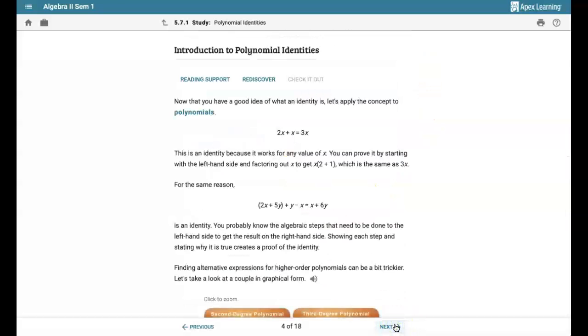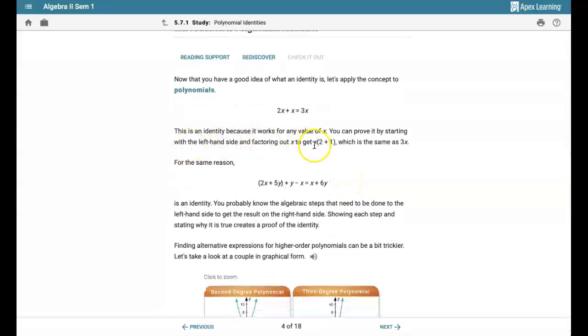Now that we know what identities are, we can apply the same concept to our polynomials. This is an identity that works for any value of x, where 2x plus x gives us 3x. It seems like a well, duh, but trust me, it will make more sense as we keep going. With the left-hand side, we could factor out an x, and that's 2 plus 1, which gives us 3, the same thing as our right-hand side, 3x.